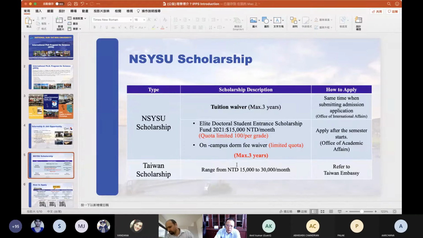So another, we also have the Taiwan Scholarship, but the Taiwan Scholarship is provided by the Taiwan government. So you need to apply separately through the Taiwan embassy.